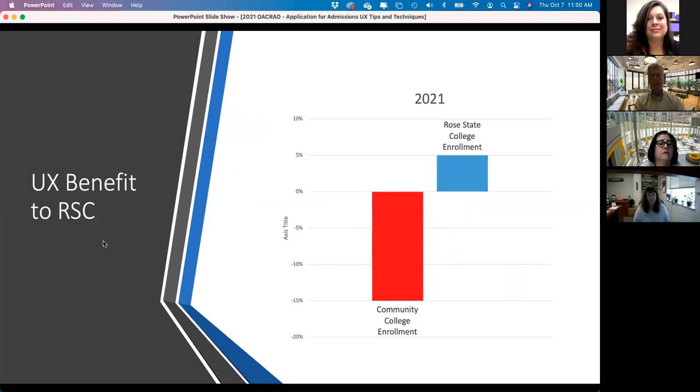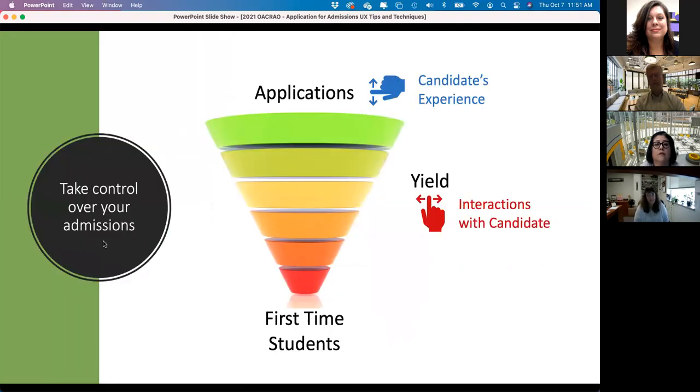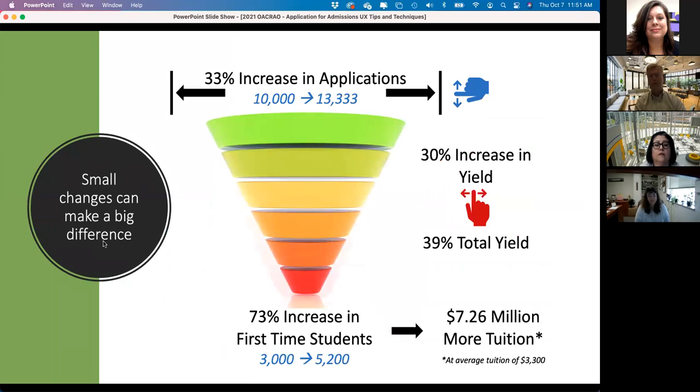Just to show you why this is important, in this year, while they've been live for not quite a year, probably eight or nine months, enrollment has increased by 5%, whereas industry-wide, it's gone down 15%. So it's really helped them buck the trend in terms of what's happening with community college enrollment.